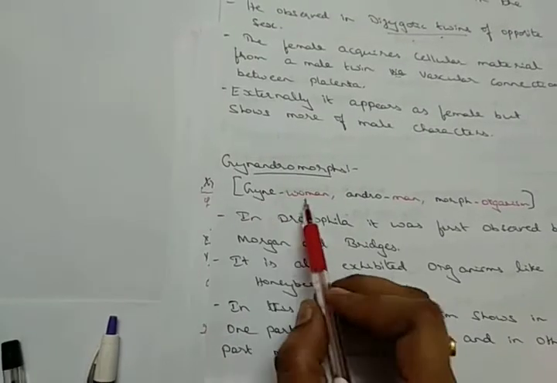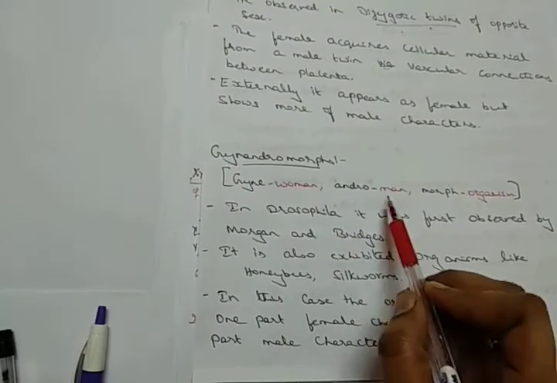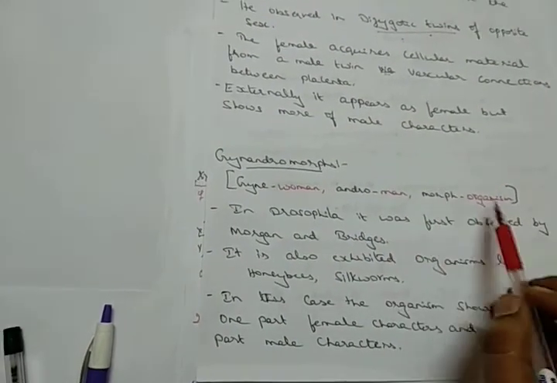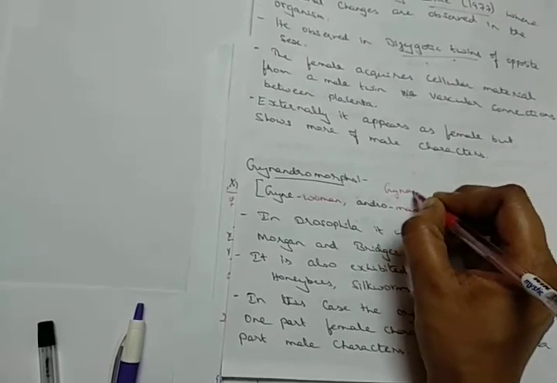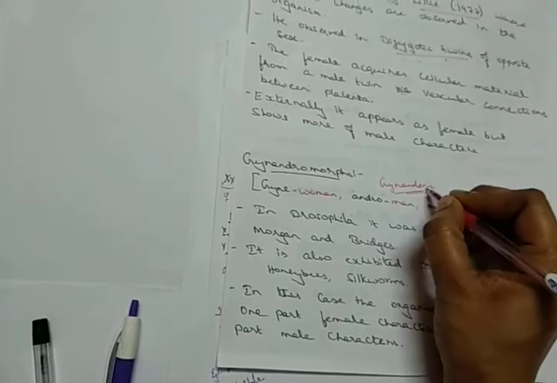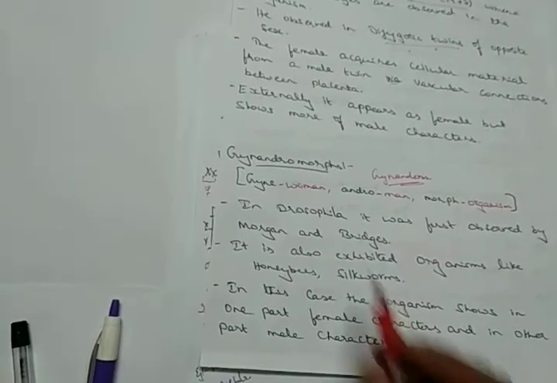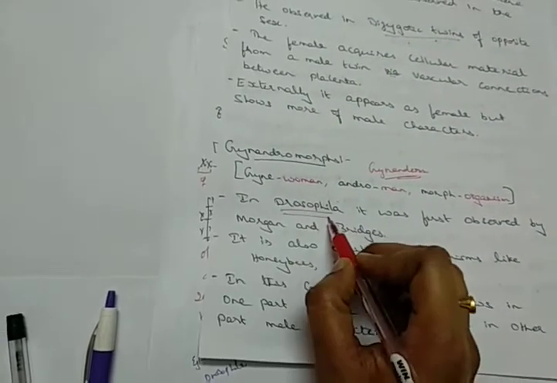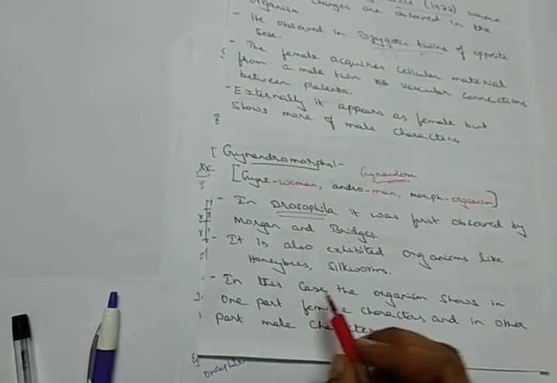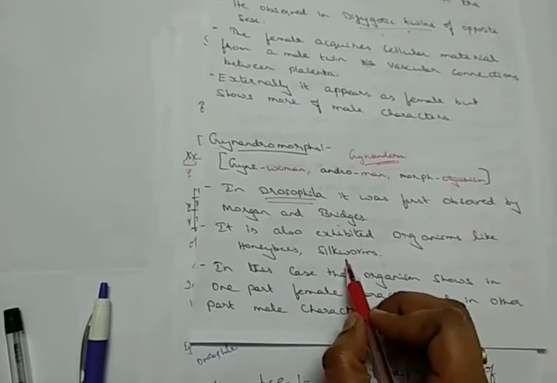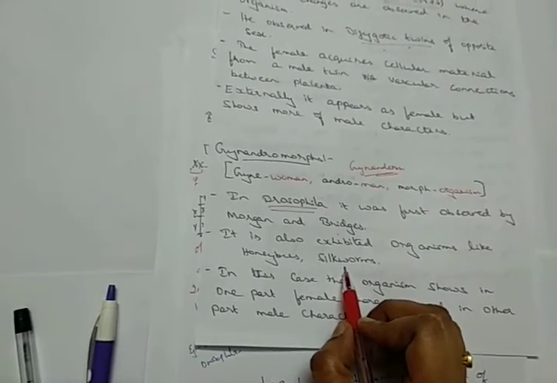When you come to the gynandromorphs, gyn refers to woman, andro refers to man, and morpho refers to the organisms. In the gynandromorphs, the organisms are called gynanders. It was first observed in Drosophila by Morgan and Bridges. It was also later observed in certain honeybees and silkworms.